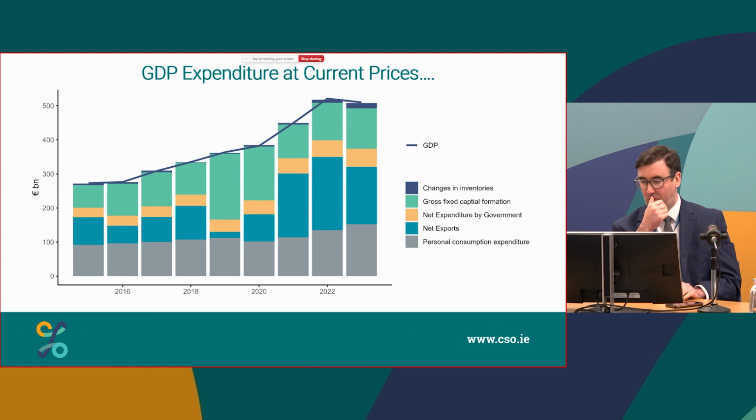So first of all, what is personal consumption expenditure? It's what we all spend on goods and services, and it's a component of the expenditure approach to estimating GDP. We have various different sources for compiling the consumption estimates. We've business surveys like the Annual Services Inquiry. We have household surveys like the Household Budget Survey. We've trade data, we've census data, we've administrative data, and we've direct inquiries to companies.